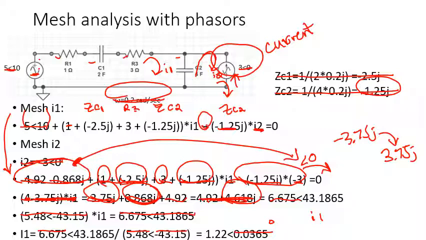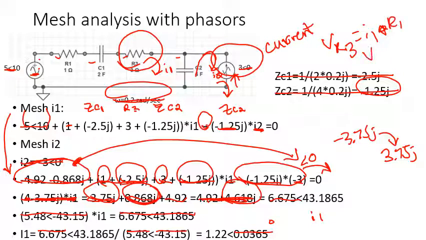I already knew what I2 was, so I've now solved for everything. Remember, if I was looking for the current through R3, that would just be I1, and I've now solved for that. If I want the voltage drop across R3, all I would have to do is take I1 and multiply it by R1. If I wanted the voltage drop across C1, I could take I1 and multiply it by ZC1. Once I've solved for those mesh currents, I know everything really that I need to know about my circuit.